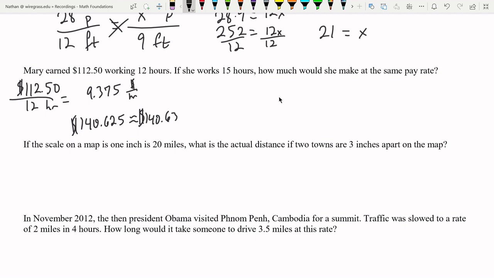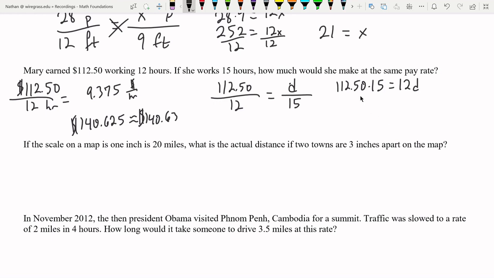We can also use a proportion to solve this. 112.50 over 12 equals, this is dollars per hour, so we don't know how many dollars she's going to make. I'll use the letter D for this variable, and then 15 hours goes on bottom. Now I can cross multiply and divide. 112.50 times 15 equals 12D.